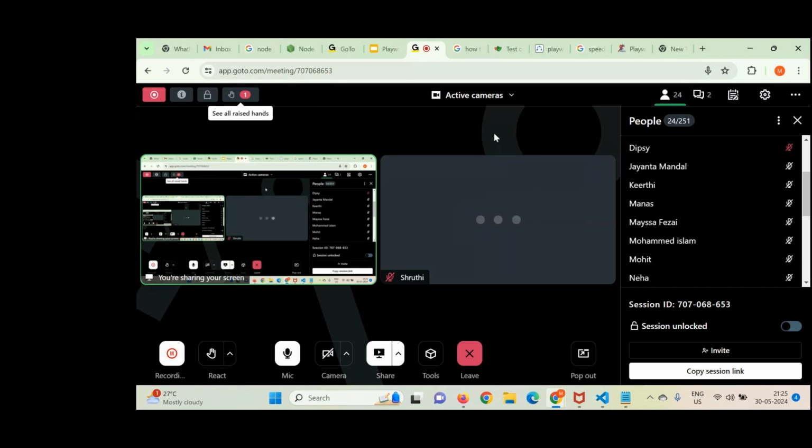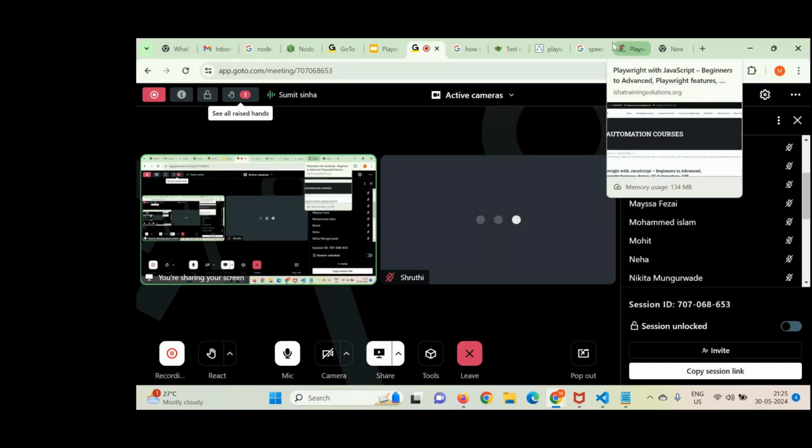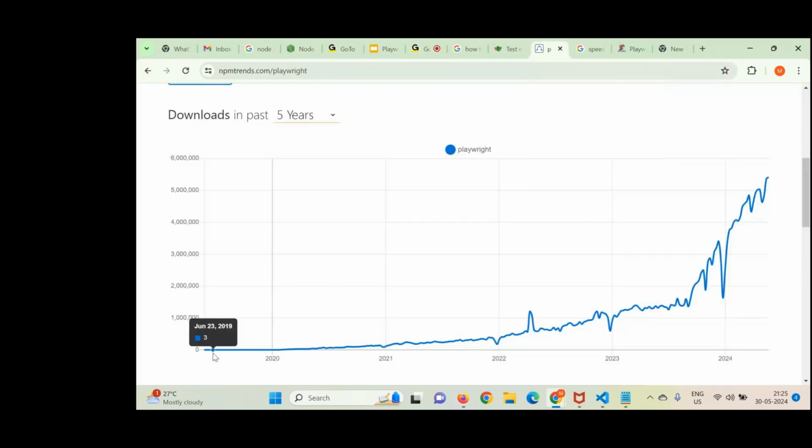Sir, the market is getting boom? Can you repeat your question, sir? Playwright, sir. I'm not saying the market is getting boom. I'm just displaying the graph of the people who are downloading Node.js. This is the number of downloads graph.